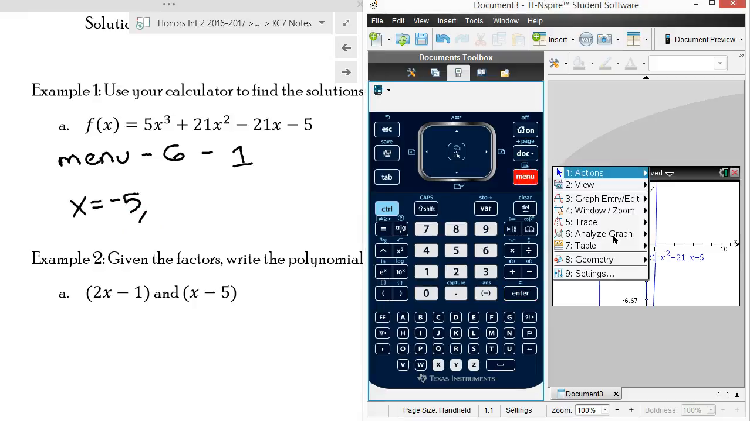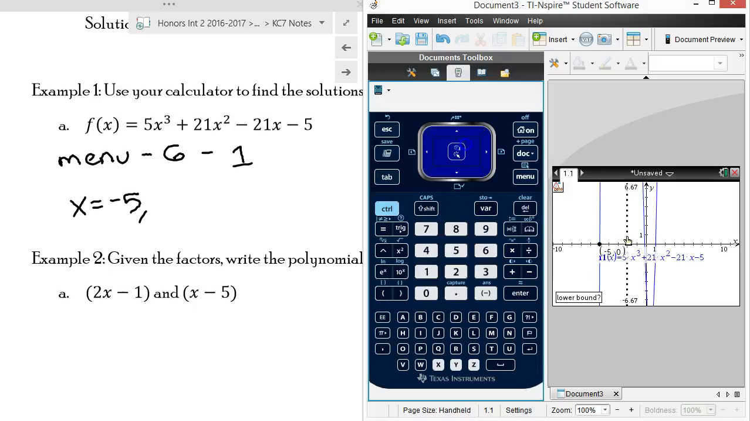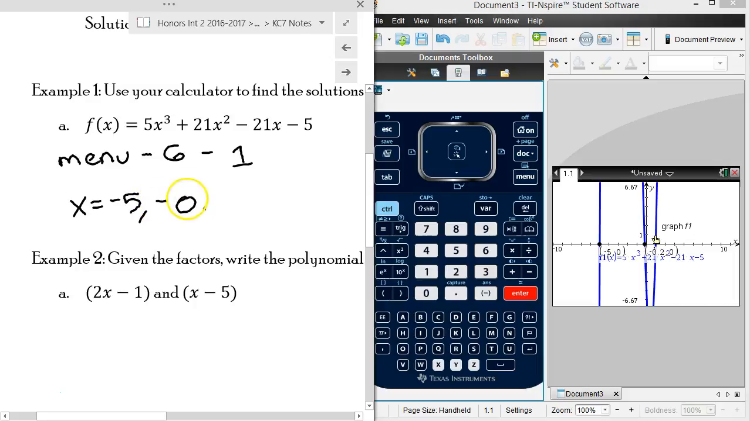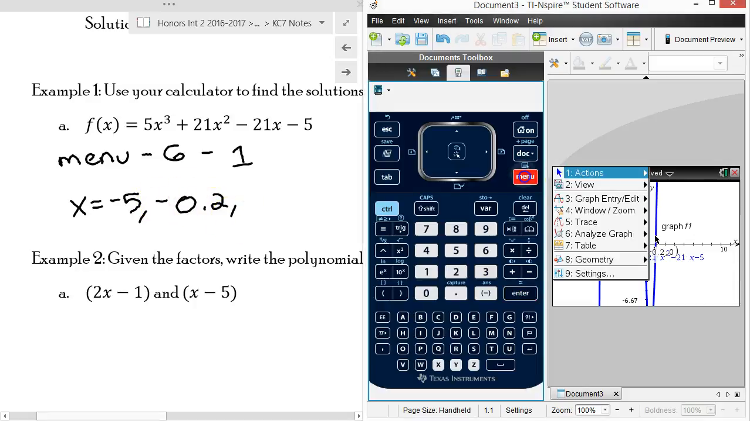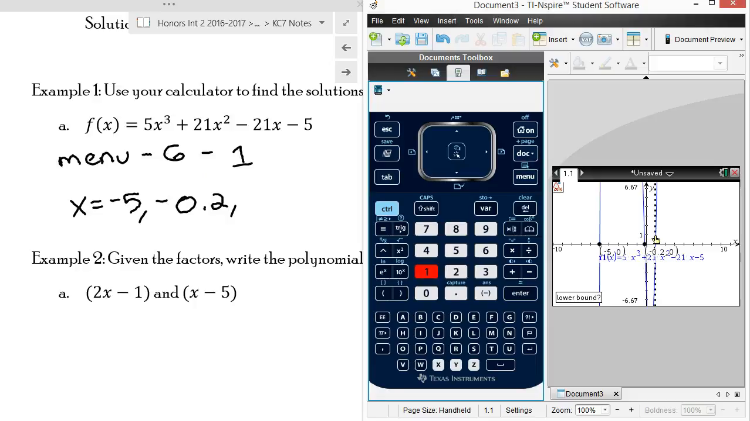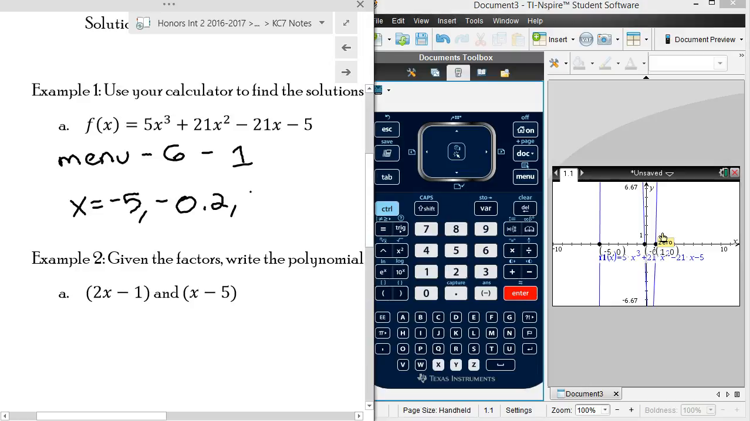Same thing for our second one. Menu 6, 1, to the left of it, to the right of it, and so that equals -0.2. And our last one, menu 6, 1, to the left of it, to the right of it. And we get x equals 1. Alright, so these are my 3 solutions for this polynomial.